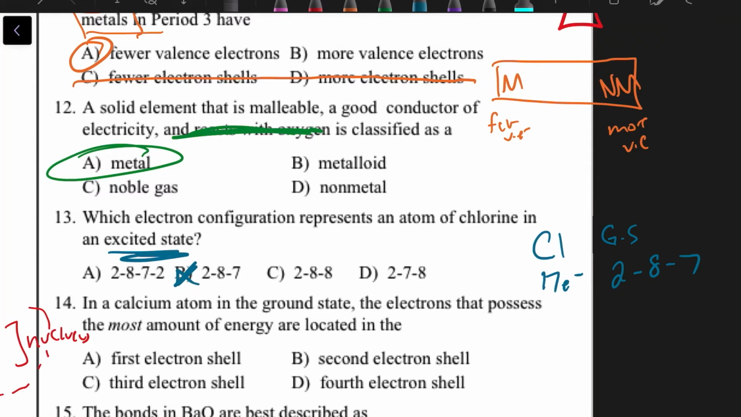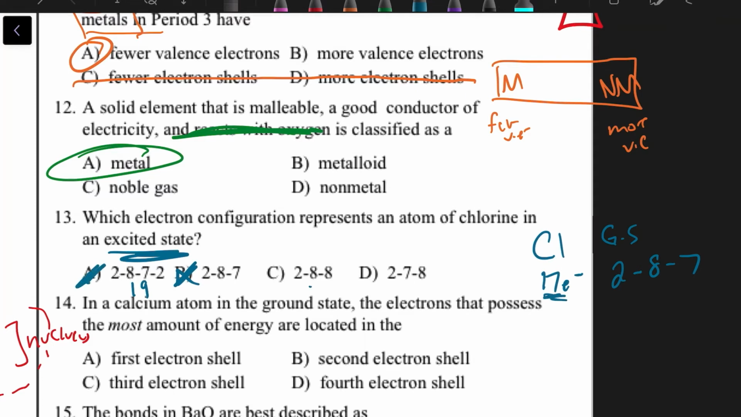Now when an electron gets excited, it just moves farther away. It doesn't duplicate itself. It doesn't magically poof away. So the number of electrons has to stay the same. If you add up everything in choice A, you get 19 electrons. We're supposed to have 17, so that can't be it.